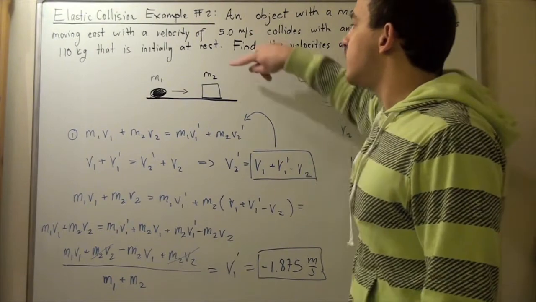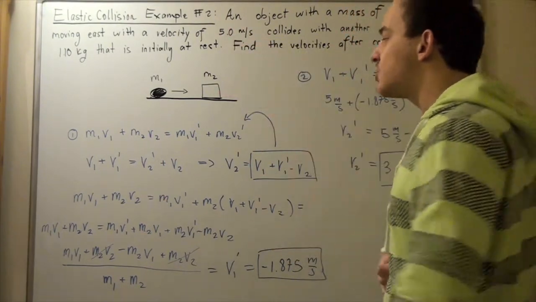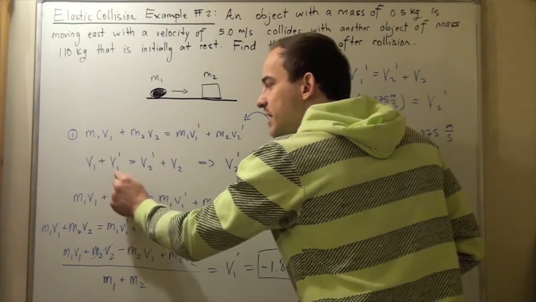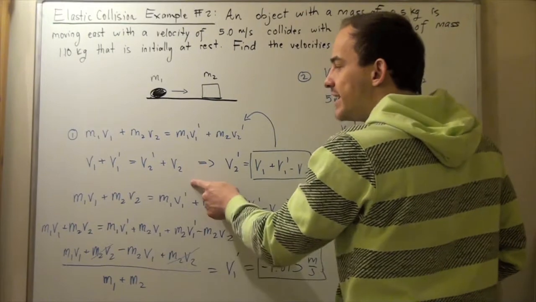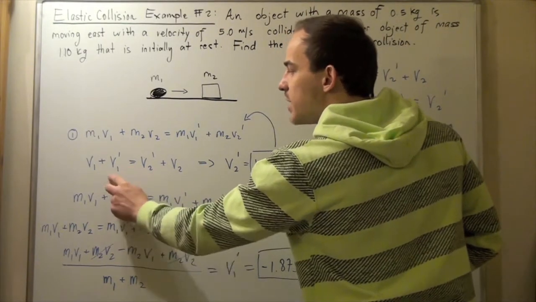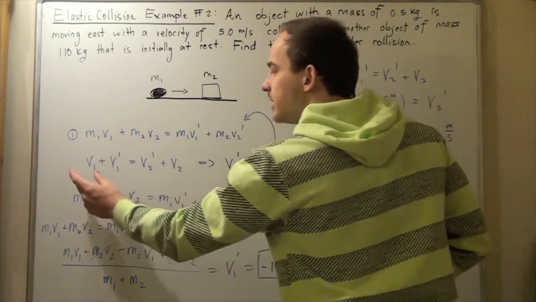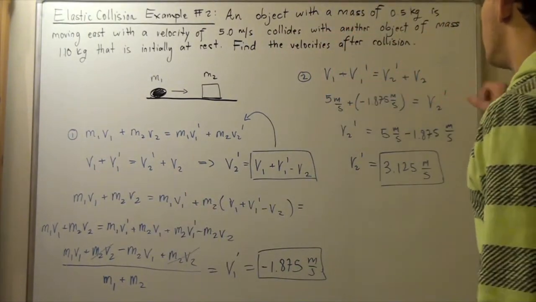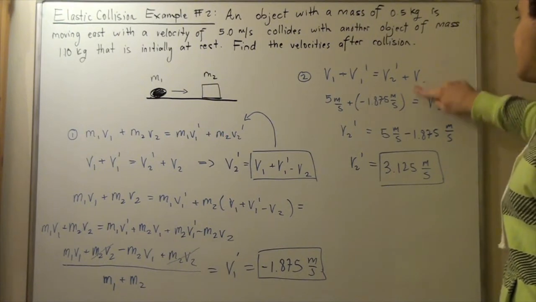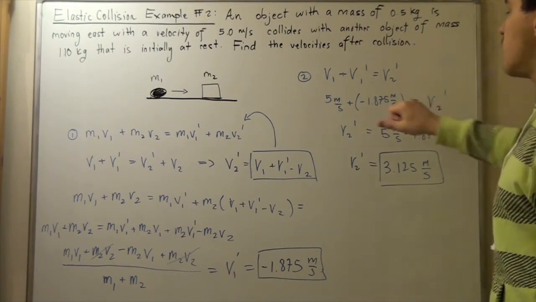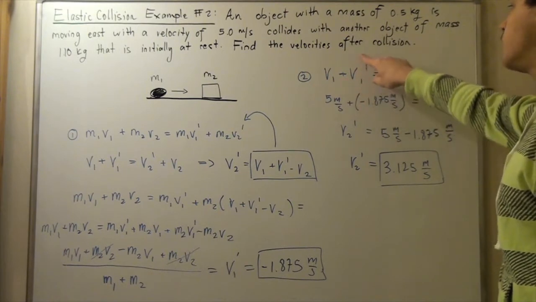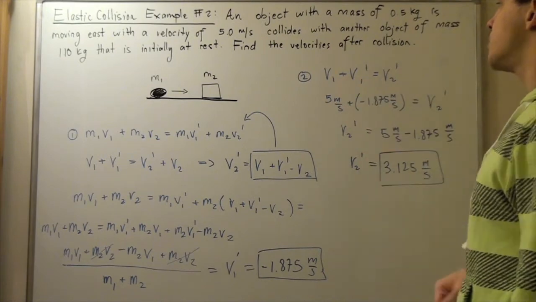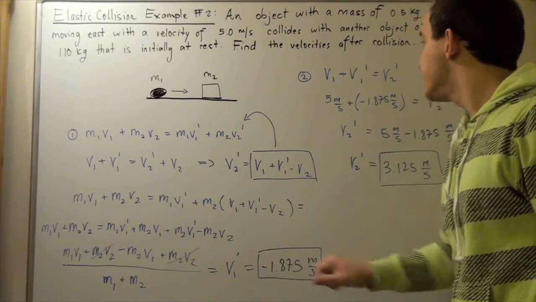Now, in order to find the velocity of m2, I go back to one of my equations, to this equation, because now I know this one, so I only have one unknown, namely this one. I know this, but I don't know this. So I basically plug in, and v2 is 0. So I simply get the following result. Since v2 is 0, this term cancels out, and we are simply left with v1 plus v1 prime equals v2 prime. So I plug in my values, making sure I take into consideration the fact that v1 prime is negative.